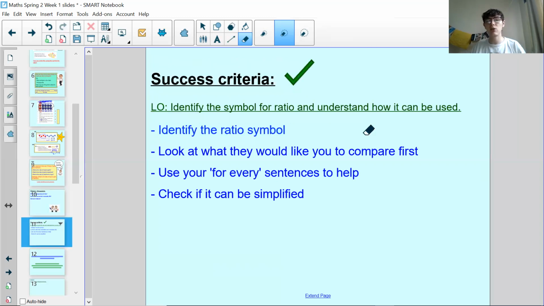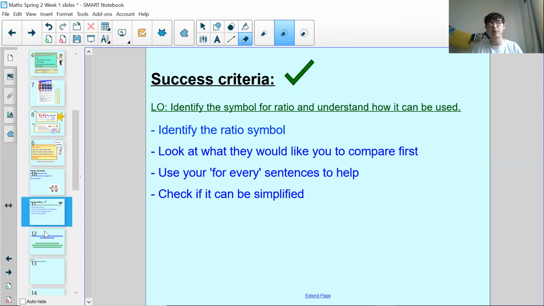So our success criteria. Once again, our objective is to identify the symbol for ratio and understand how it can be used. So our success criteria is to identify that symbol, which we've done. Look at what you would like to compare first, okay? So look for that first comparison. Use your for every sentences to help, and then check that your answer can be simplified, okay? Check your answer can be simplified.